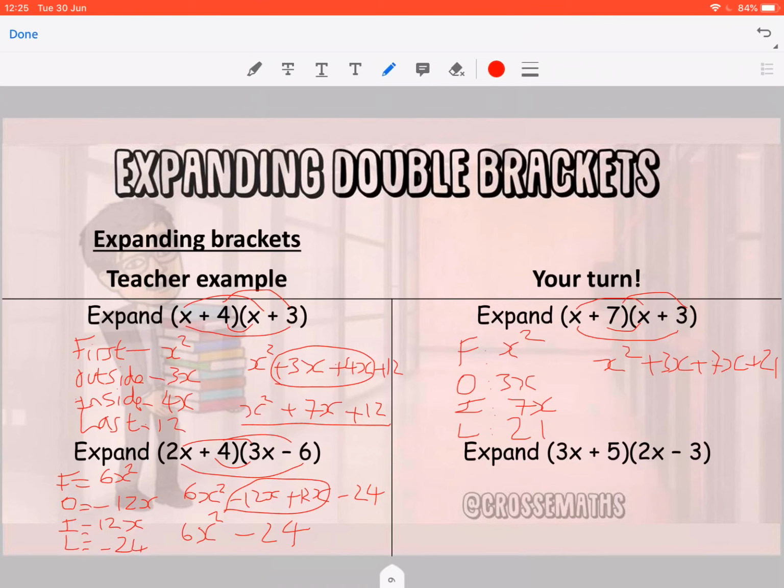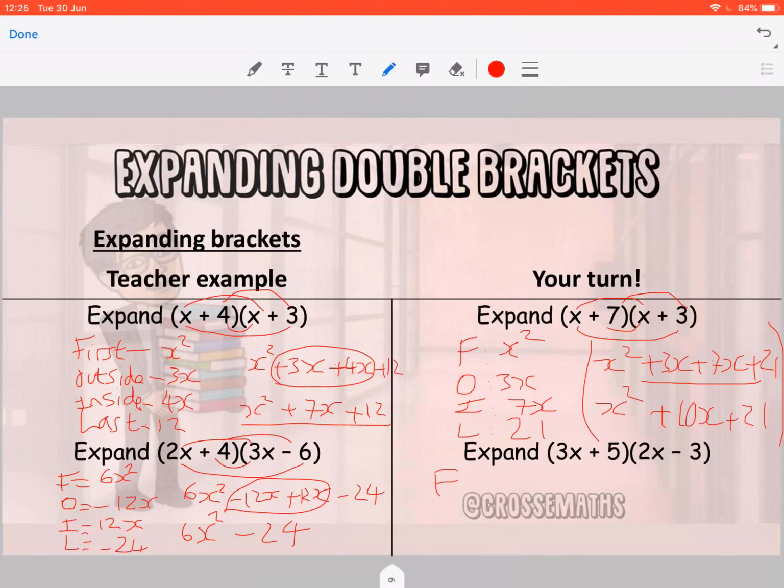Okay, if you are going to skip the FOIL step and you think you've got it good, you still need to do all of this bit over here. You need to make sure you're doing this. So these two lines of working need to be there. You're going to simplify this middle bit to x squared plus 10x plus 21 on the end. Okay, that should be your answer. That's what you should have gotten.